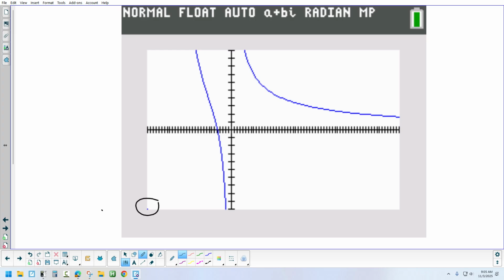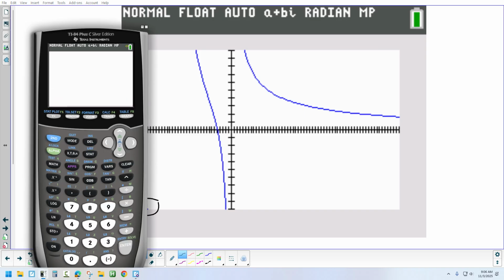So I got really lucky that I could see that, but I need to look a lot further down and to the left. So let's put this at like negative 50. And let's set the y min at negative 40. And let's see if we can see that third piece. There it is. So that was the left piece, the middle piece, and the right piece.